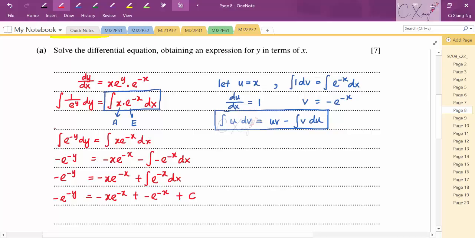And from here, let's simplify everything, because all the terms here have a negative sign. To make our calculation easier later, I will multiply the whole equation by a negative sign, so that all these terms become positive. And the plus c, since it is still a constant, I will assume that the negative affects the c inside. So I'm not going to change the sign here.